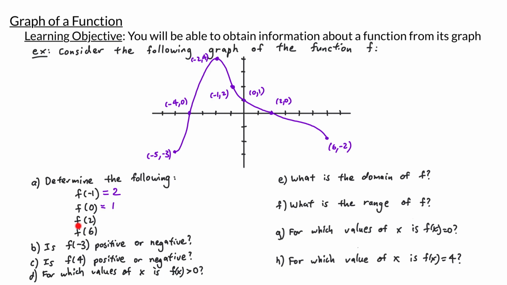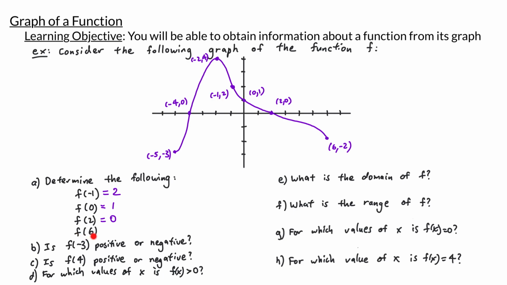Next, we have f of 2. We want to find the output of the function when the input is 2. So go to our graph where the x value is 2, and we see this point here, (2, 0). Since the y-coordinate is 0, that's the output of my function when I input 2.